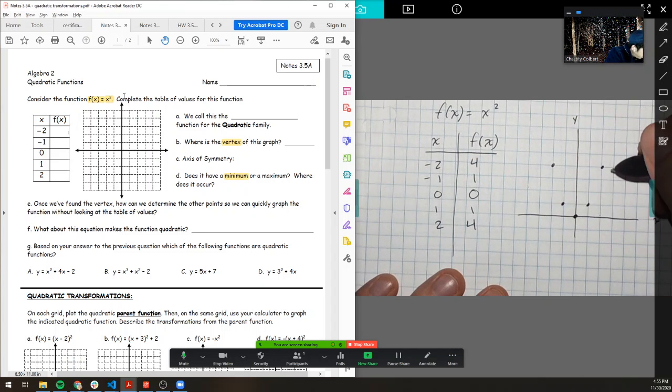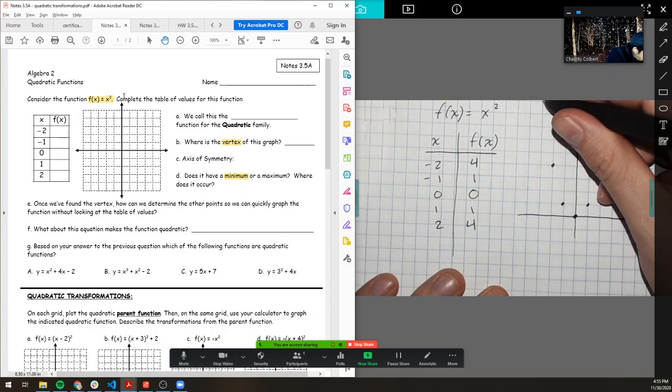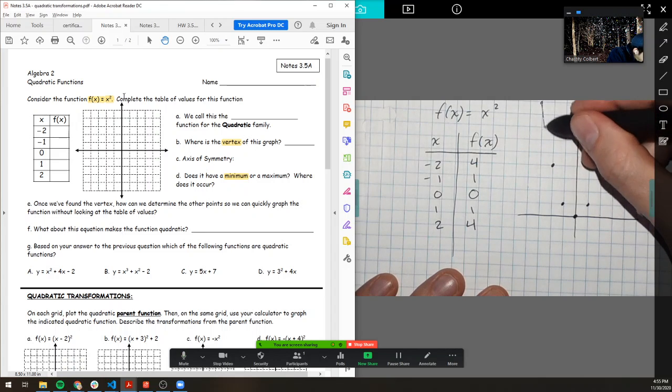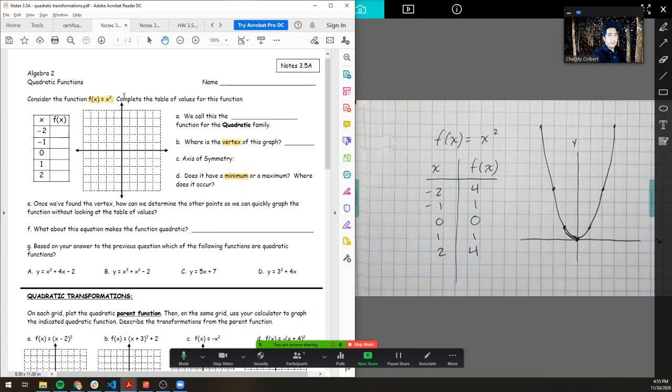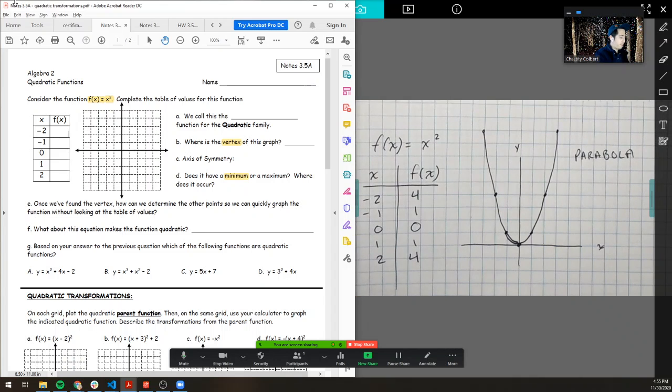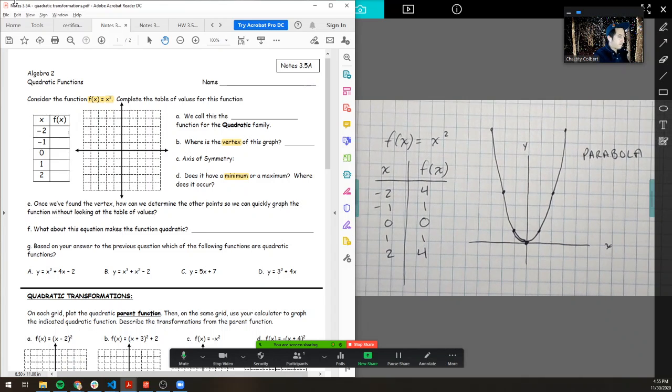It looks something like this. 3, 4, 5, 6, 7, 8, 9. 1, 2, 3. Okay. Something like that. There's our quadratic. It makes a parabola. That is the shape it makes, that U shape, parabola. Call it what you want. There you go. And so let's think about this.